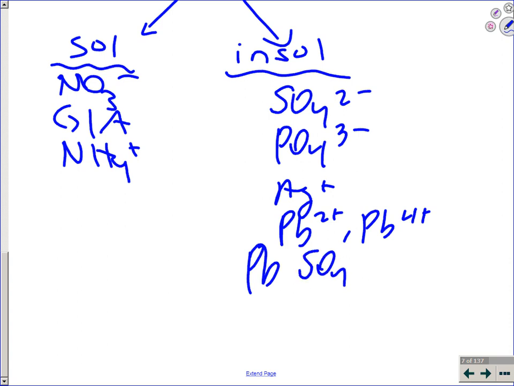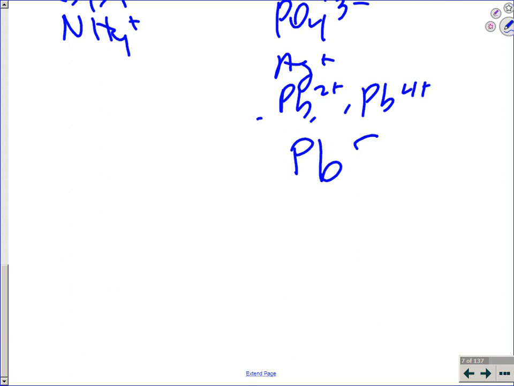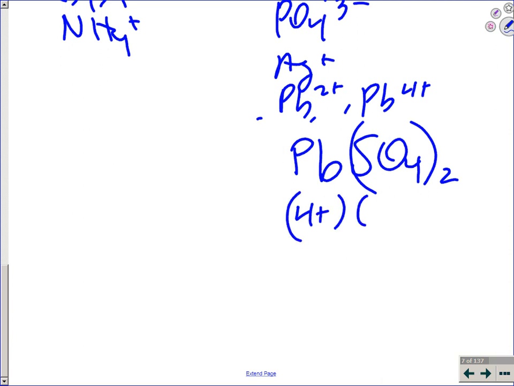SO4 2-, and oops, sorry, that's not right. What do I need this to be? It's kind of messy. Let me just rewrite this real fast. Pb(SO4)2. Okay, so what's the charge product here? It's technically lead 4+, right? And sulfate 2-, times 2, that's 8. That is a super, super large charge product. Magnitude is quite high. That's why it's insoluble.